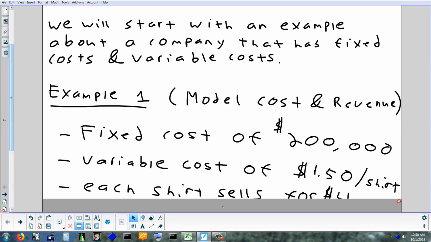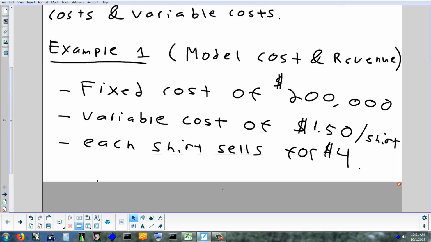So they have to pay $1.50, maybe that's if they're silk screening it or whatever it is. That's the cost to make each shirt. And then they sell it for $4. Now, remember, that's not all profit. There's a difference between the revenue, which is just the money that they take in, and how much of that money is actually profit. We could figure that out, but not yet.